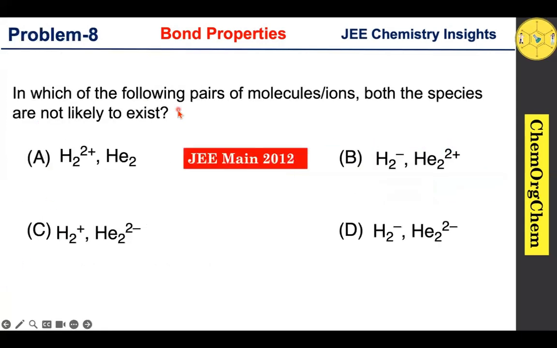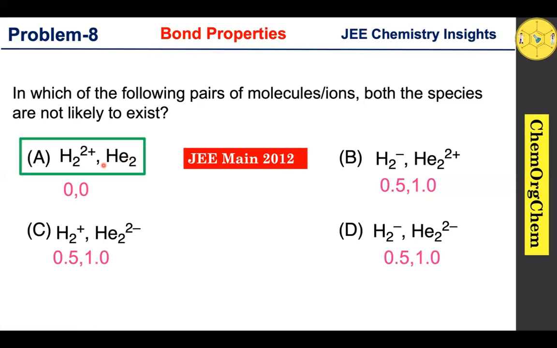In which of the following pairs of molecules or ions are both the species not likely to exist? Just now we have calculated the bond order of all the given species. Based on that, you see the H2 2+ bond order is 0 as well as the He2 bond order is 0, which means these two molecules or ions don't exist. So based on that, the correct option for this question is answer A.